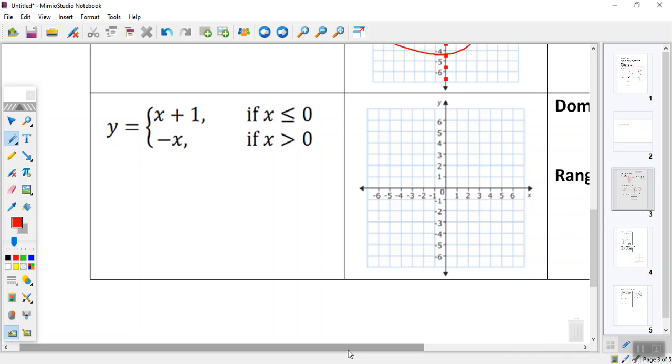So you have the piecewise function. There's two parts, y equals x plus 1 and y equals negative x. And you kind of have a parameter around 0. You're going to be to the left of 0 and to the right of 0.